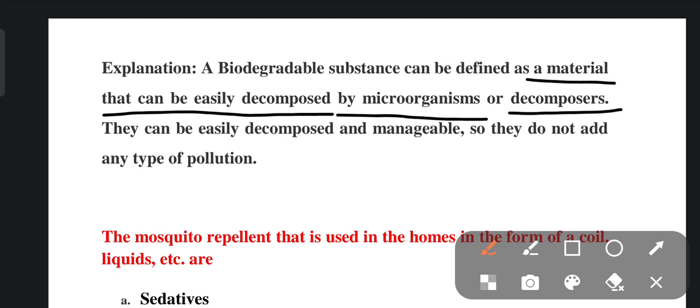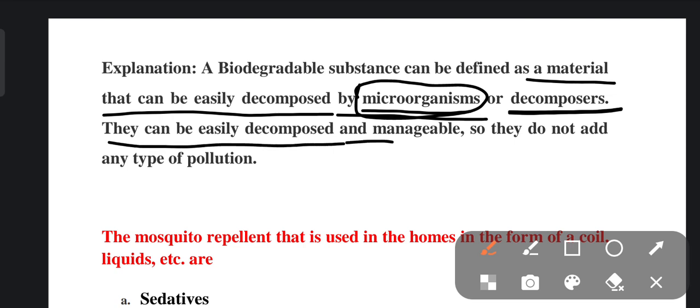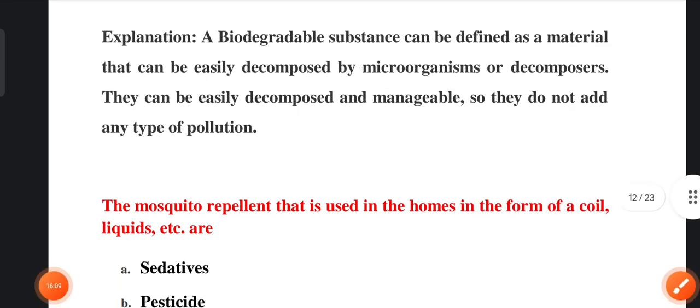Decomposers are nothing but microorganisms, and some microorganisms are also responsible for decomposing material, like any dead animal bodies. When dead bodies fall on the earth, what will happen? The microorganisms and decomposers, which are insects and maggots, are responsible for decomposing the dead bodies, and they can be easily decomposed and managed. After some time we cannot see any material there, so they do not add any type of pollution to the environment.